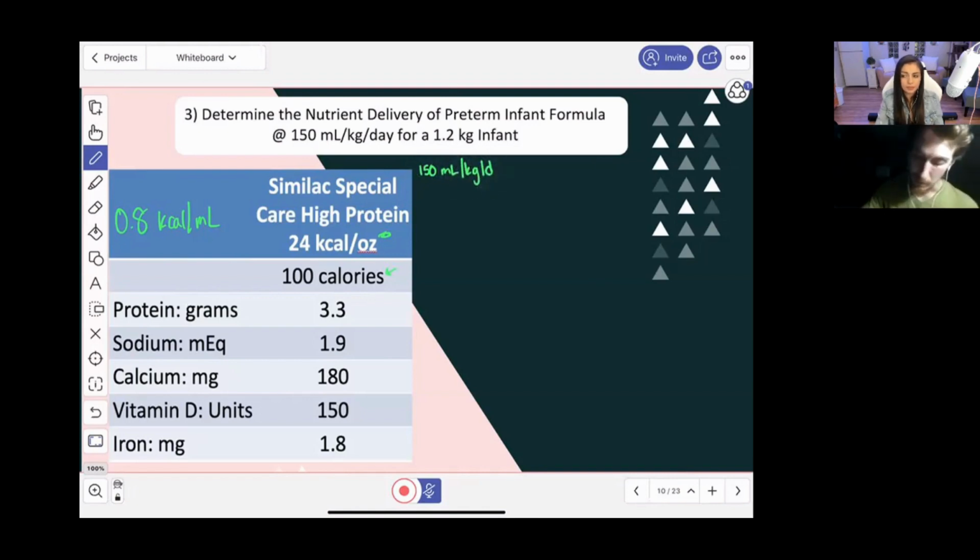Per day. And we're going to multiply that by the 0.8 kcals per milliliter. When we do that, the milliliters are going to cancel, and we are left with 120 kcals per kilogram per day. So it's going to be 120. Okay, now that we have that, we're going to move on to the protein where we do our proportions.